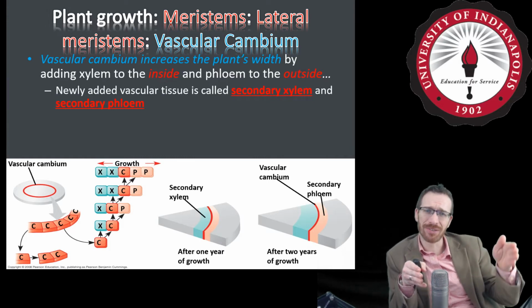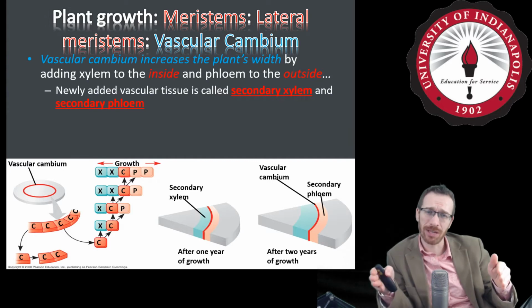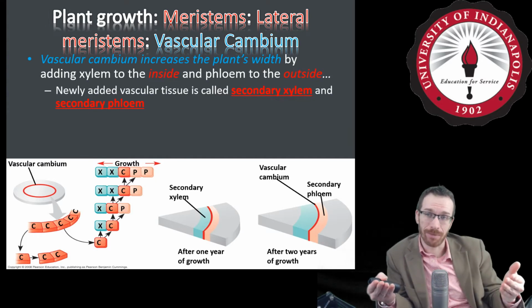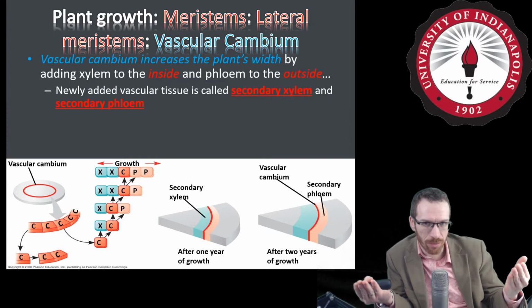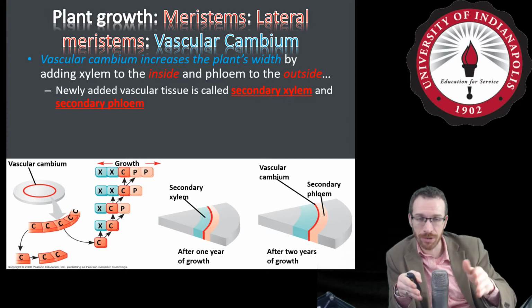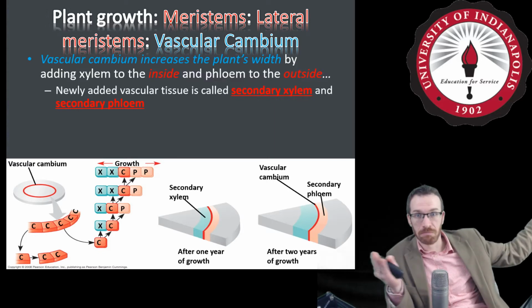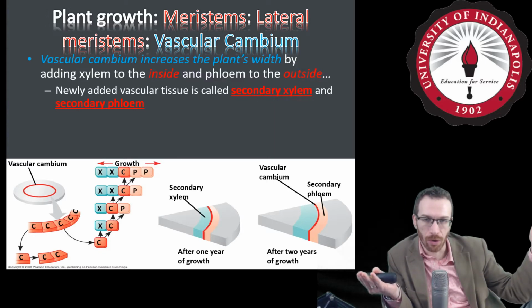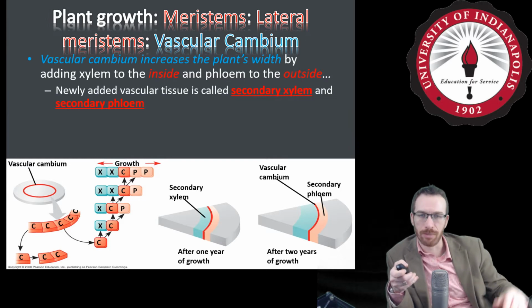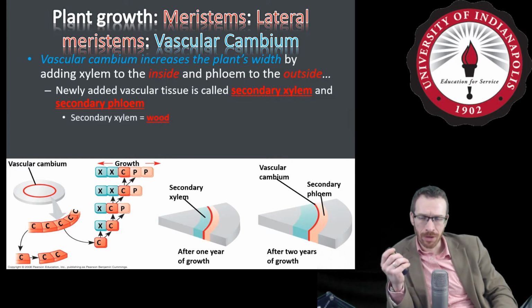These extra layers of phloem and extra layers of xylem are called secondary xylem and phloem. There's no such thing as tertiary phloem and xylem. It's either primary your first year or secondary, year 2 through 5,000 or however long the tree lives. It's all secondary xylem and phloem after that.